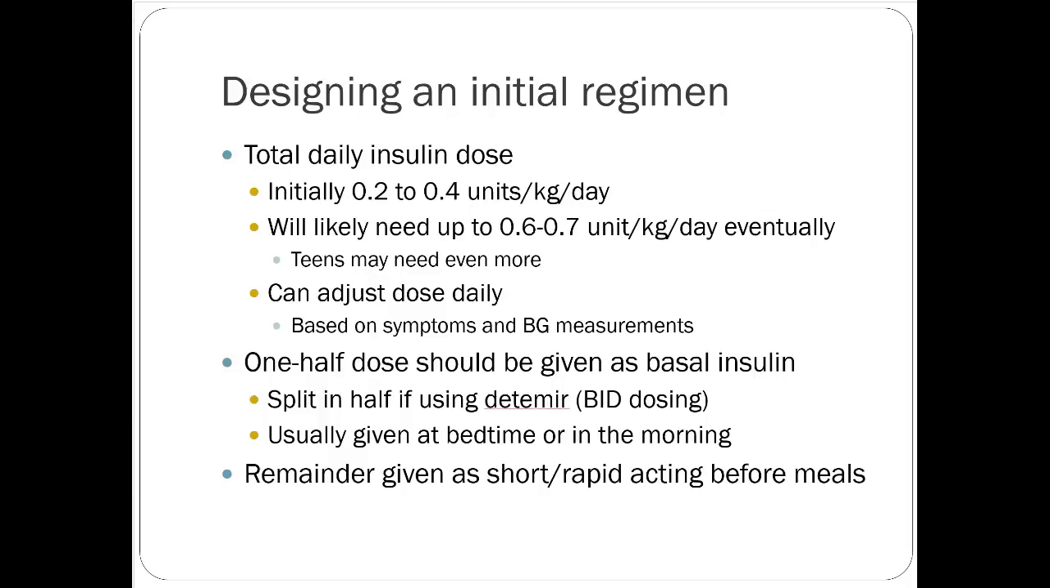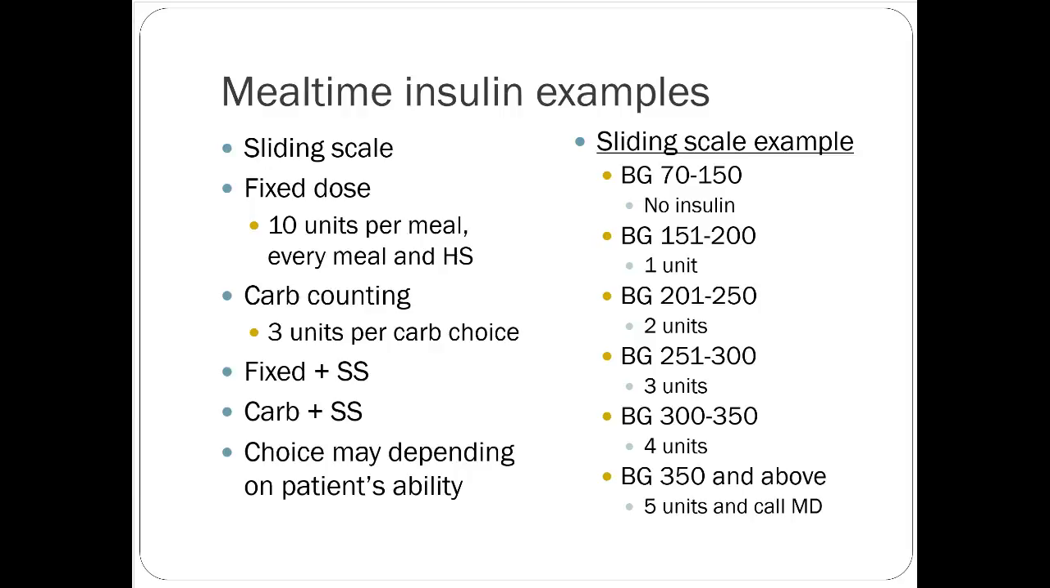And so basically, once you get your weight dosing down, you're going to divide it in half. Half of it's going to be given as basal. The other half is going to be given as your rapid acting or mealtime, and you're going to split it up there. Basal is pretty straightforward. You just do half of your total dose. If it's Lantus or Glargine, you're going to give all of it at once for the most part. If it's Levemir, you're going to split that in half and do it BID.